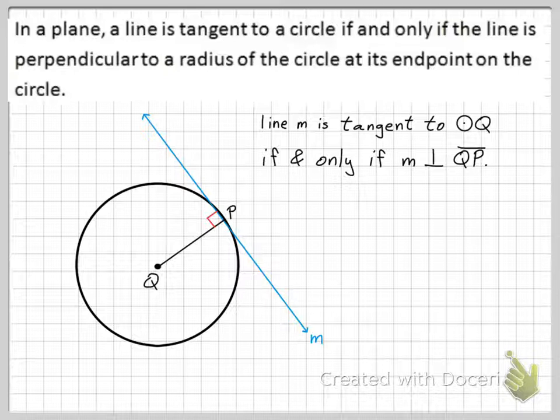I should make sure it's line M, right? Oh, yeah, it is line M. Okay. So I have line M is perpendicular to line segment QP. So this would be your point of tangency, right? That would be your point of tangency. And if it is tangent at that point, then it is perpendicular to the radius. Okay?